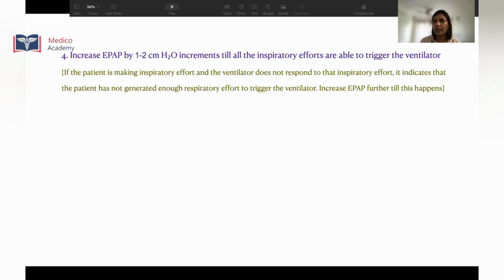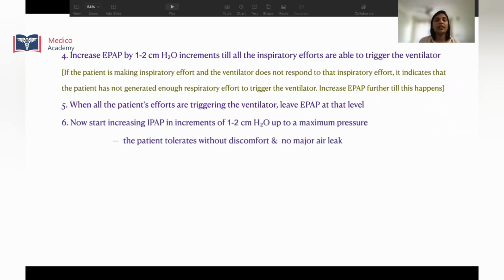Suppose the patient is making an inspiratory effort, but the ventilator doesn't respond to it. When the patient triggers, the ventilator has to sense it and then give the breath, right? So if the patient is making an effort and the ventilator is not sensing it, that means the patient has not generated enough effort to trigger the ventilator. In such cases, you slowly increase the EPAP by 2 centimeters of water till all the breaths of the patient are able to trigger the ventilator. And once that happens, you leave the EPAP, the lower pressure level, expiratory positive airway pressure, at that level.